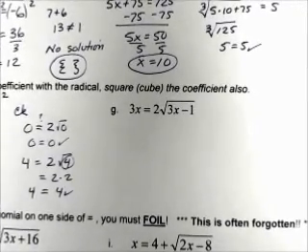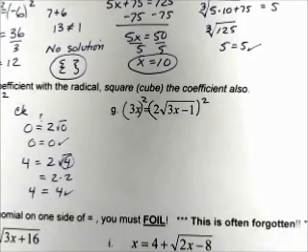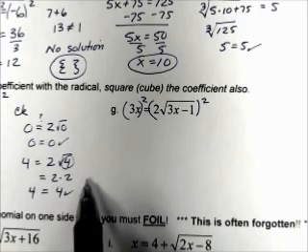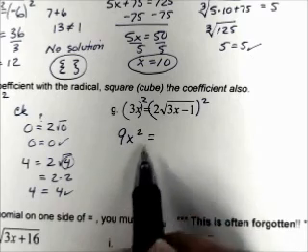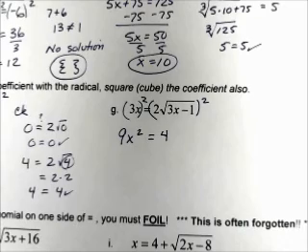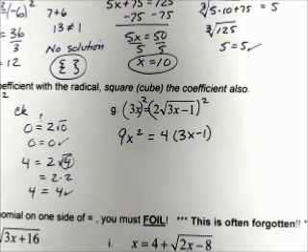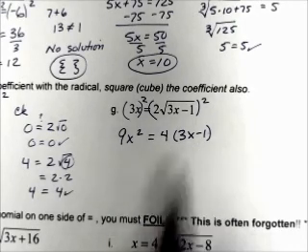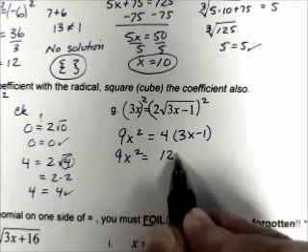G, 3x equals 2 times the square root of 3x minus 1. We have this coefficient with our radical, so we will square both sides. 3x squared, that's 3x times 3x, that's 9x squared, equals 2 squared is 4. And the square root of 3x minus 1 squared is 3x minus 1. Make sure you put that in parentheses because we'll have to distribute the 4. So 9x squared equals 12x minus 4.